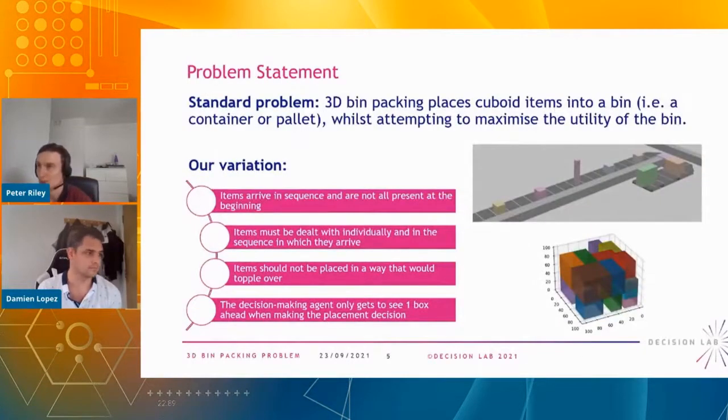So the problem. The standard 3D bin packing problem is that you have cuboids of varying sizes, and your aim is to place them into a bin, which can be like a container or a pallet. And the idea is that you want to maximize the utility of the bin, which is effectively saying you want to minimize empty space. So this is clearly relevant in real life in various different scenarios. In fact, we'll mention a bit later on how we've actually tried to tackle a variation of this in real life in a slightly different project.